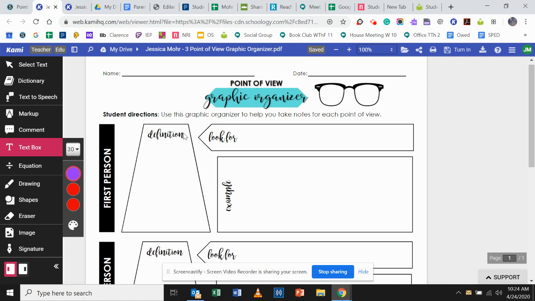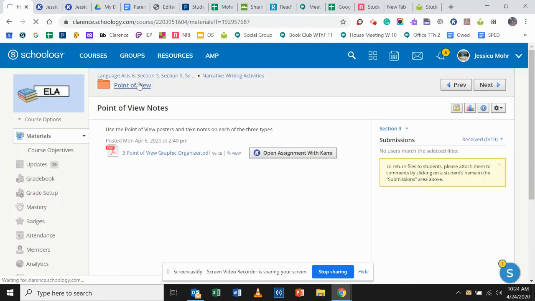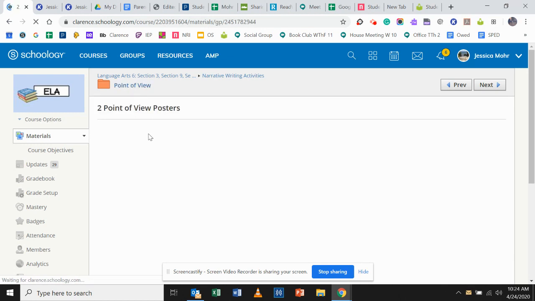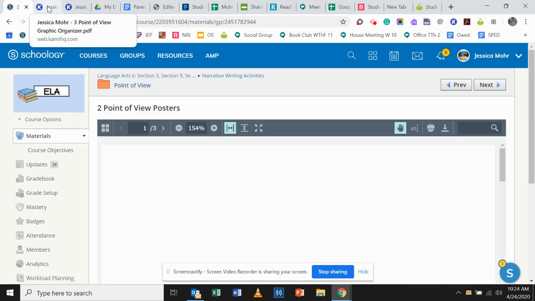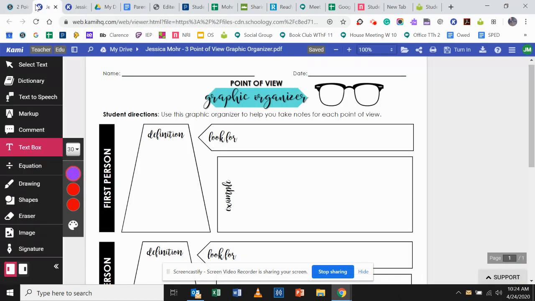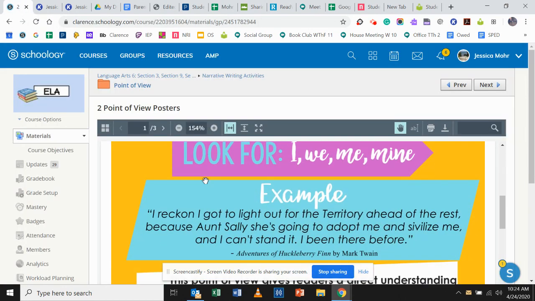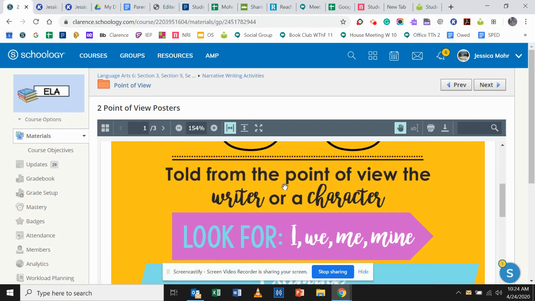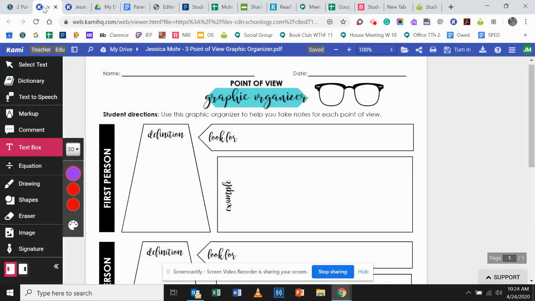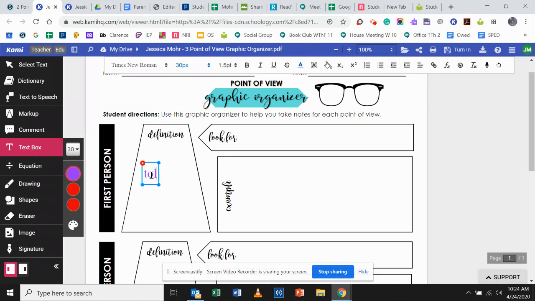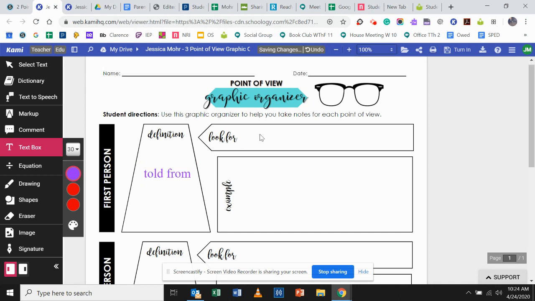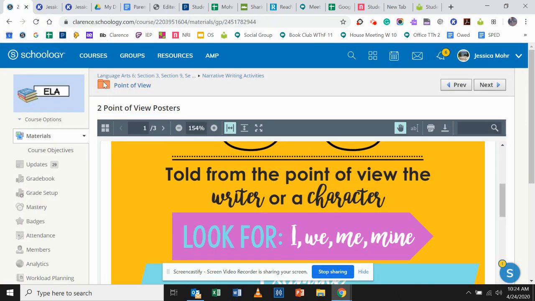So, first person point of view, you go back to the point of view notes. You can actually open them in 2 different windows, put them side by side if you would like, and you copy definitions: told from the point of view of the writer or the character. So you go back, you have a text box that opens up, told from, and you can continue on from there. You have to type in words you need to look for, and you can type in the example that's given. So that should be pretty easy for you to do, copying from both.